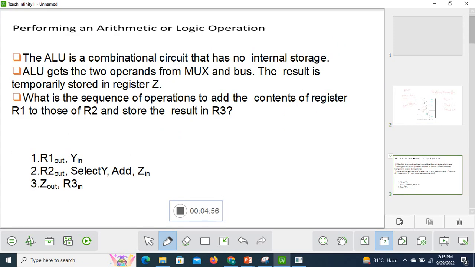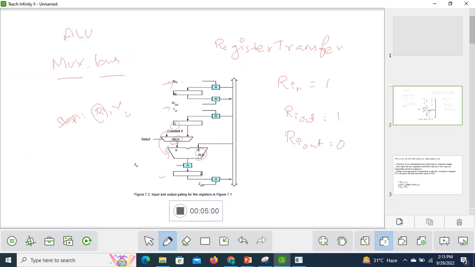Okay, r2 out, select y, add comma z in. So this is the meaning of these two lines. It's very simple. You can see in this diagram, the multiplexer content and then the contents of Y are given to the arithmetic logic unit. In parallel, what happens, the register R2 has a value, which is now given to the bus, and it is given as an input value, input to B. See, it is a parallel process.